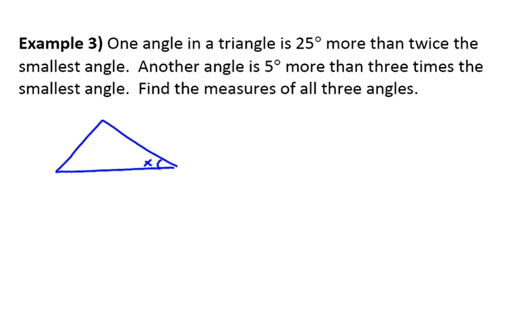We'll call this one x. So that's going to be our smallest. So let's just make our first angle equal to x. We'll do for our second angle here. For the second angle, it is 25 more than twice the smallest angle. So this one on top will be 25 plus 2 times x. So x must be our smallest there.